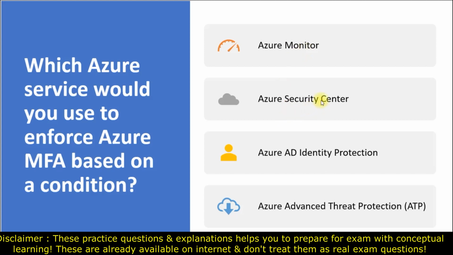Azure Security Center secures our environment, and Azure AD Identity Protection helps us protect our identity with the help of multi-factor authentication, which is what is asked in this question. So we will go with this option here. This is our right choice for this question. And lastly, Azure ATP is used for threat protection for our environment. So for this question, we will go with Azure AD Identity Protection.